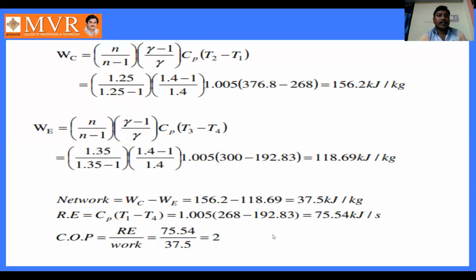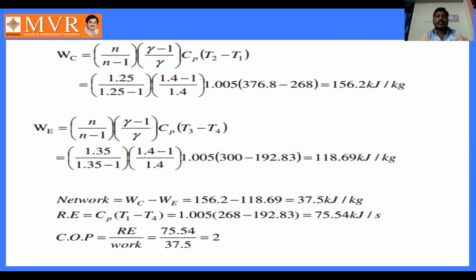See here, we are calculating the work done of the compressor as well as the work done of the expander. We already know the general equation of work done of the compressor: n by n minus 1, gamma minus 1 by gamma, into Cp into T2 minus T1. We already took this general equation when calculating the coefficient of performance.